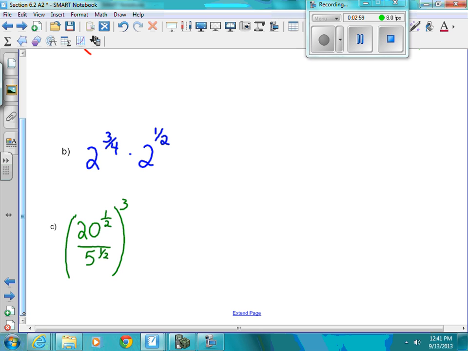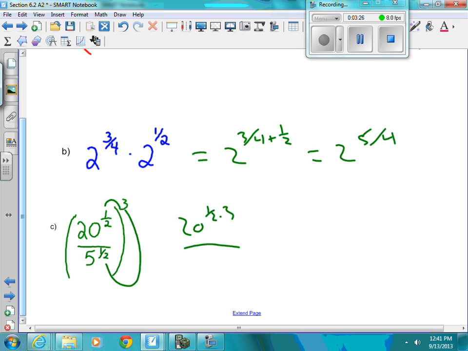2 to the 3/4 times 2 to the 1/2: they have the same base, so we can add the exponents. 3/4 plus 1/2, we can add that in our calculator and get 2 to the 5/4. Next, 20 to the 1/2 over 5 to the 1/2, with the power of 3 on the outside of the parentheses. We can distribute that to each of these exponents, and we get 20 to the 1/2 times 3 over 5 to the 1/2 times 3, or 20 to the 3/2 over 5 to the 3/2.